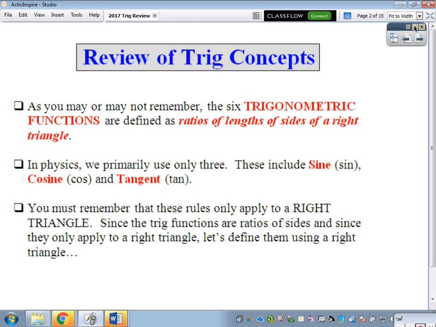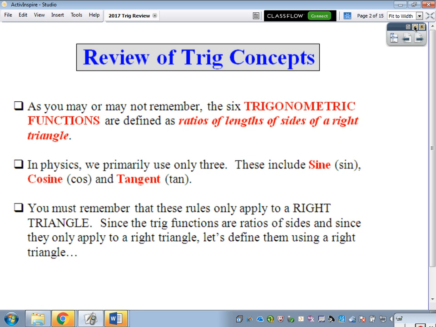Now in physics, we pretty much only use the three main trig functions. We only use sine, cosine, and tangent. What are the other three of these six trig functions? Secant, cosecant, cotangent. It's good if we know them, but not necessary for the context of this course. So sine, cosine, tangent, for the most part, is all we need.